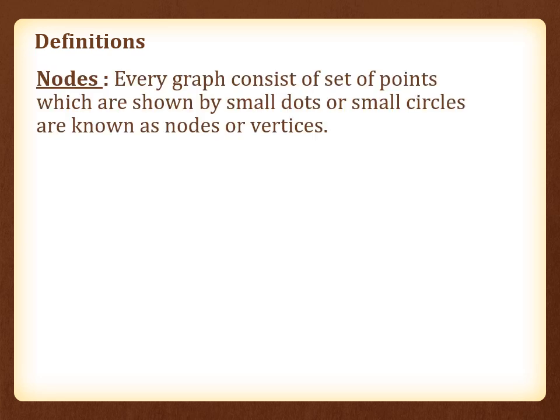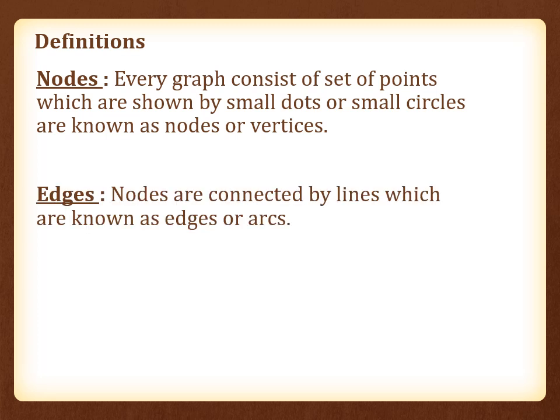Let us understand some terminologies which are used in graph theory. Nodes. Every graph consists of a set of points which are shown by small dots or small circles, known as nodes or vertices. Edges. Nodes are connected by lines which are known as edges or arcs.